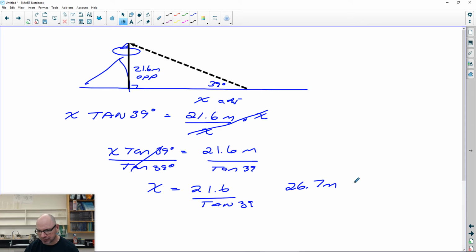So I'm 26.7 meters away from the base of the tower. Okay, and that answers our first one, number 2, the tower after the drawings. Okay, so let's keep going. We got 3 more to go here yet.